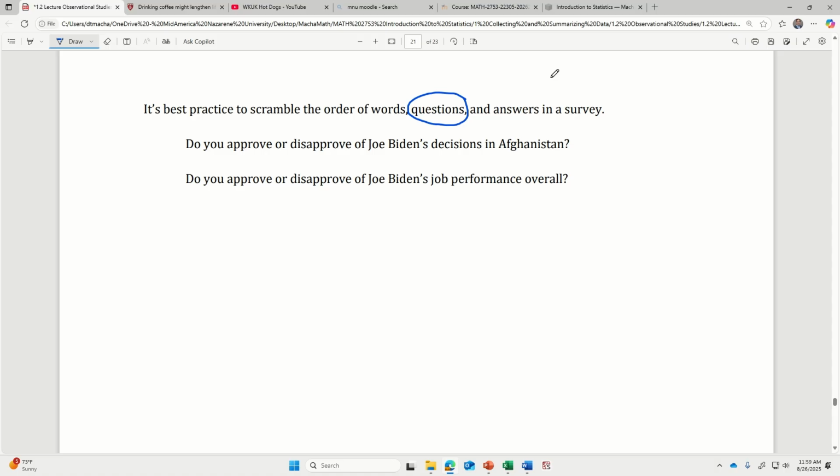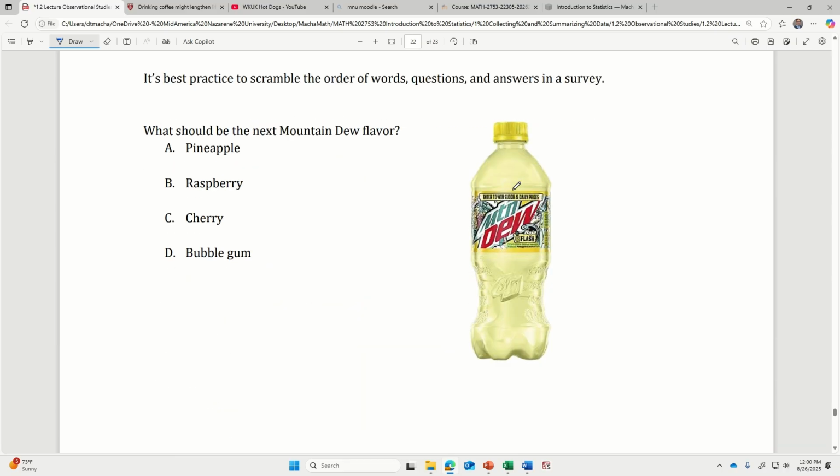So if you received a survey that asked you these questions in this order, asking someone a question about Afghanistan and then immediately asking an overall approval question is likely to yield worse approval ratings than if you switch the order. If you ask the overall perspective first and then ask the Afghanistan question second, you'd likely get higher approval ratings. Again, because what are you thinking about when you answer an overall type question? Your brain is really thinking about specific instances.